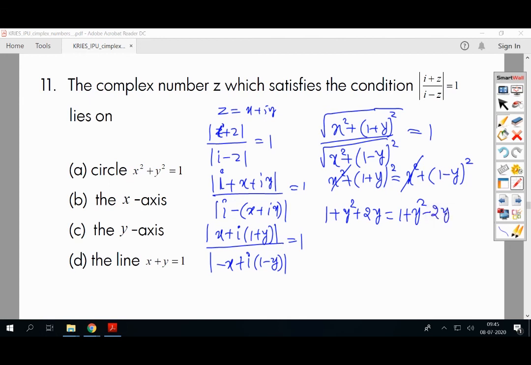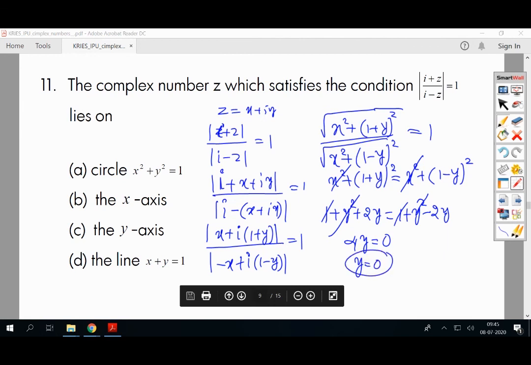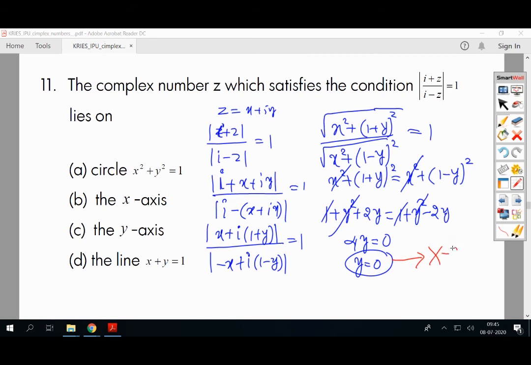ಸ್ಟೂಡೆಂಟ್ಸ್ ಎಲ್ರಿಗೂ ಗೊತ್ತಿದೆ y is equal to 0 ಬಂತಪ್ಪ ಅಂದ್ರೆ, so y equal to 0 always represents the x-axis. So this is going to represent equation of x-axis. So therefore, so your complex number lies on, ಈಗ ಆನ್ಸರ್ ನಿಮಗೆ ಗೊತ್ತಾಗುತ್ತೆ. So it obviously lies on the x-axis. Option B is going to be the correct answer for this question.